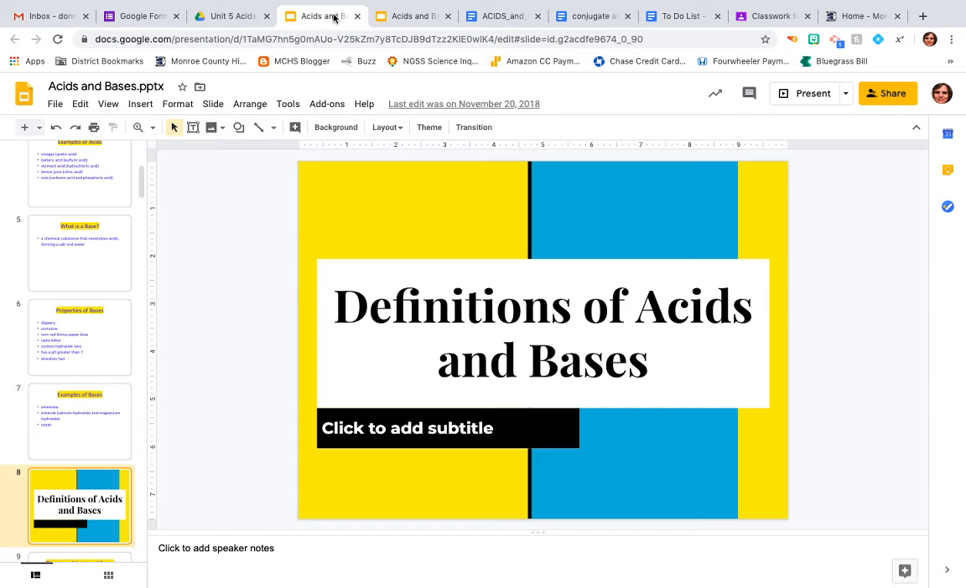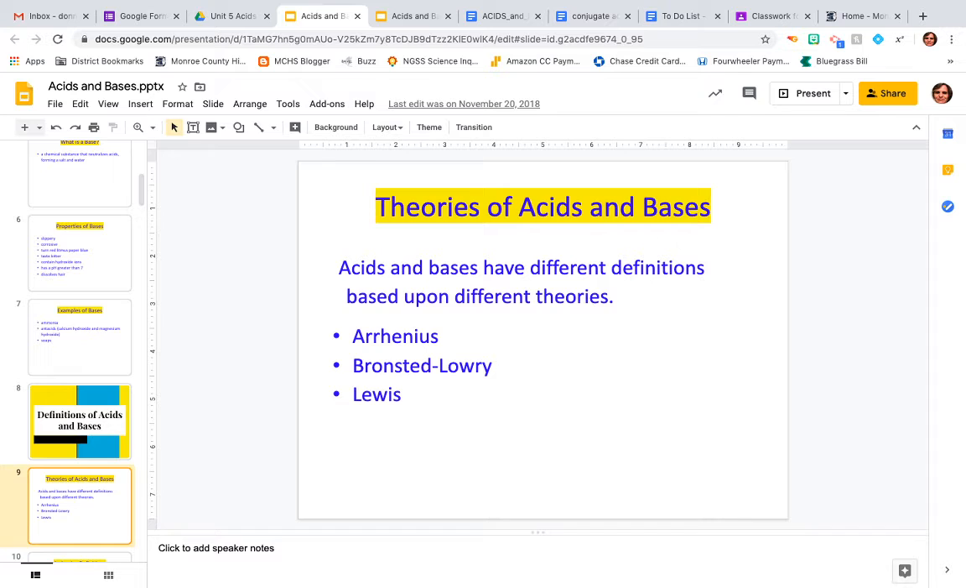What I wanted us to look at are the different definitions, okay? So we have general definitions of acids and bases, but we also have more specific definitions of acids and bases.